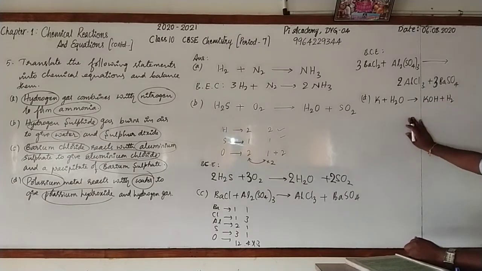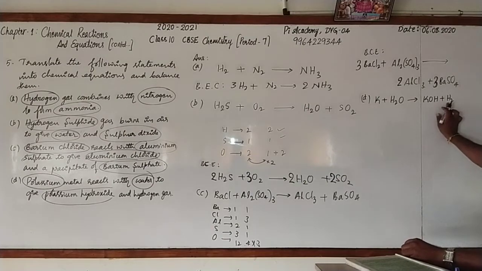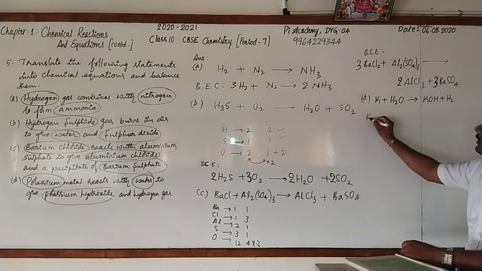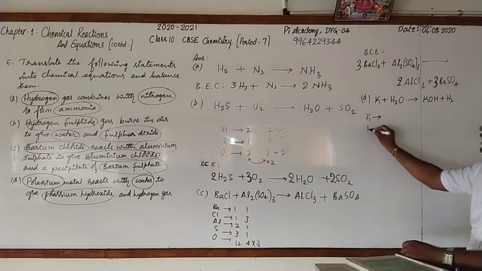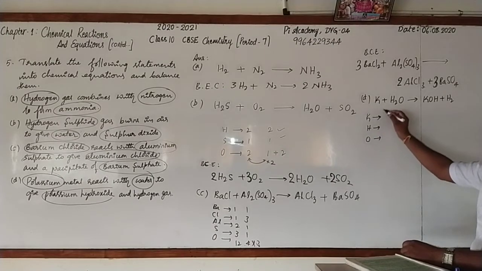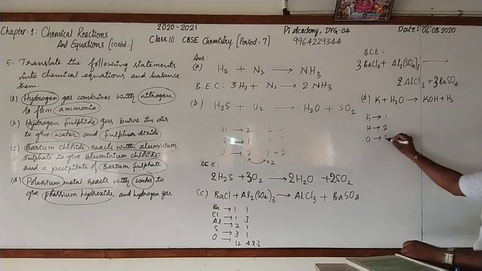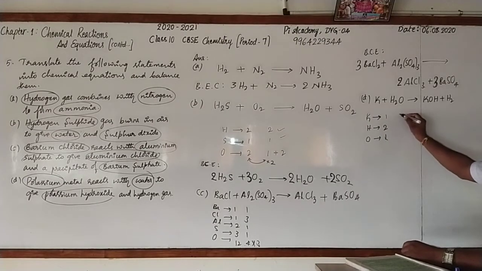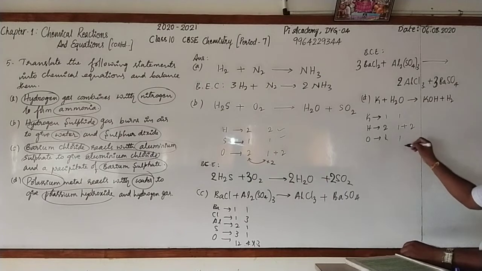Whether the equation is balanced? No. Here, 3 atoms of hydrogen, here 2 atoms. Here I'll write K, potassium, hydrogen, oxygen. Potassium 1, hydrogen 2, oxygen 1. RHS side, potassium 1, hydrogen 1 plus 2. Then oxygen only 1. So hydrogen is not balanced.